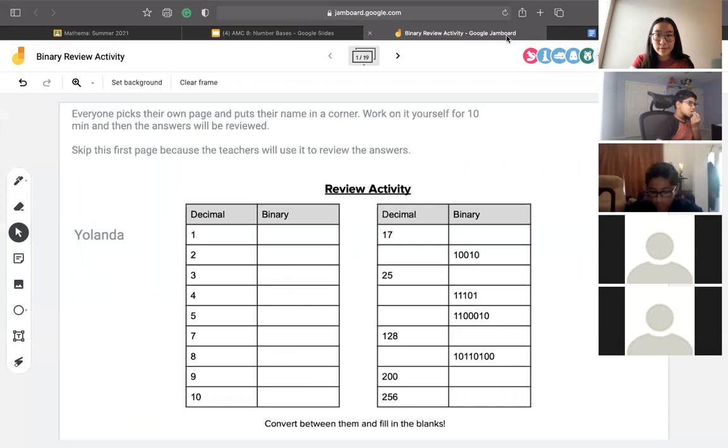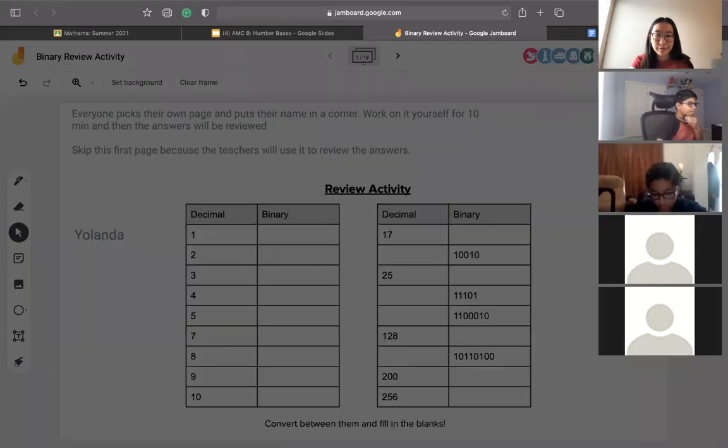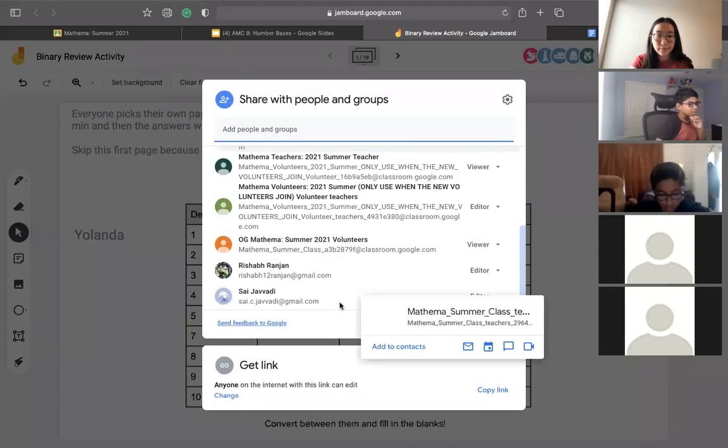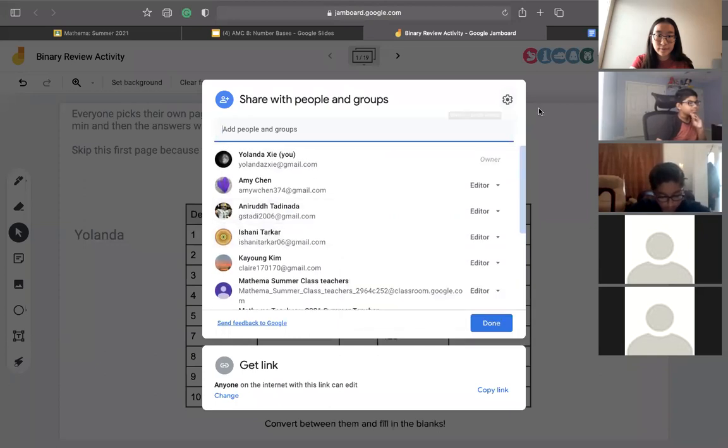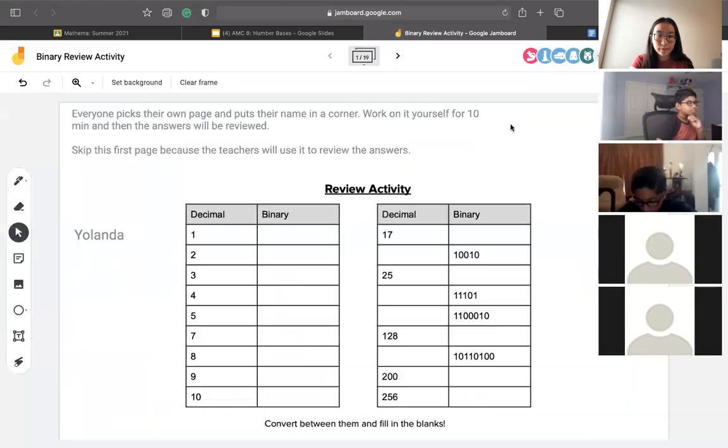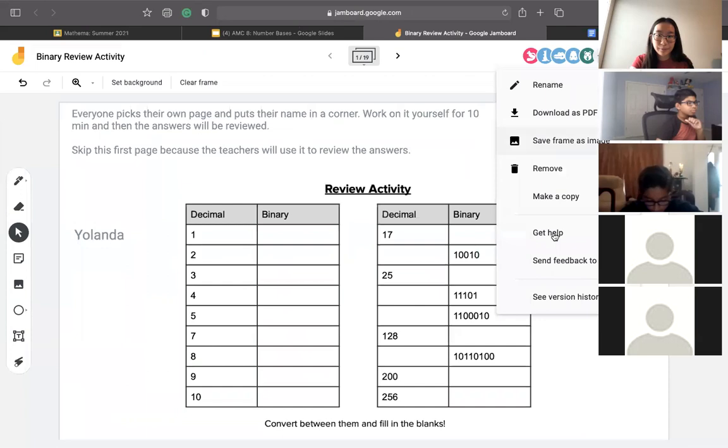Do you have a dash? I don't know if it's going to let you in if you don't use a Gmail. Yeah, I know. Okay. Well, you can just try doing it on a piece of paper if you want. Okay.